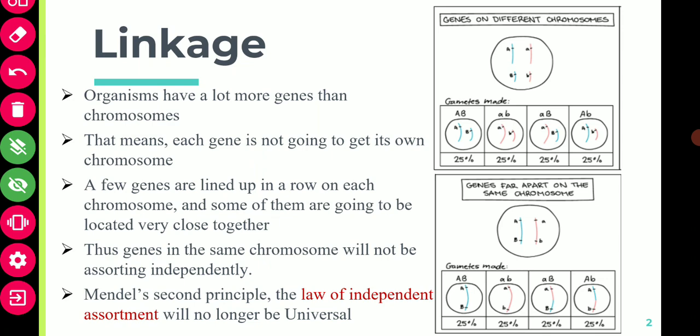Those genes which are linked together, or which are very closely placed, will not be assorting independently at the time of meiosis. As we know Mendel's law of independent assortment, what it wanted to tell is that if genes are very closely located on the chromosome, there is a chance that they may not assort independently. So Mendel's second principle, the law of independent assortment, will no longer be universal. That will not always be true, as we have already discussed when I was discussing epistasis.